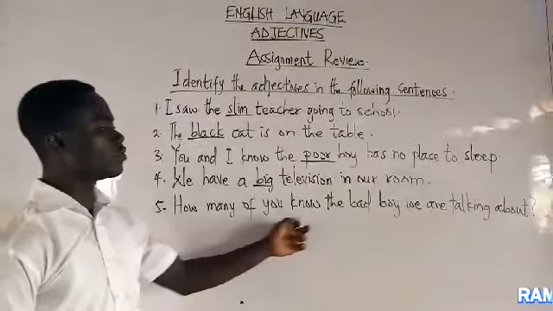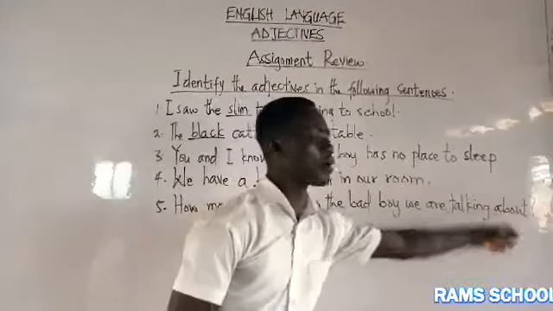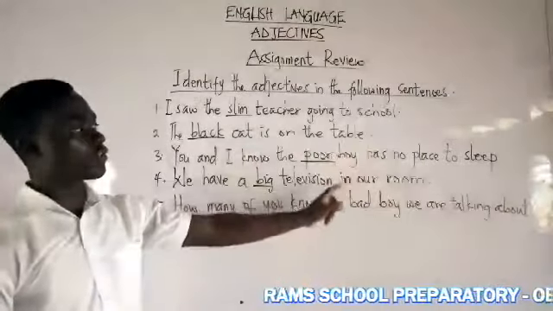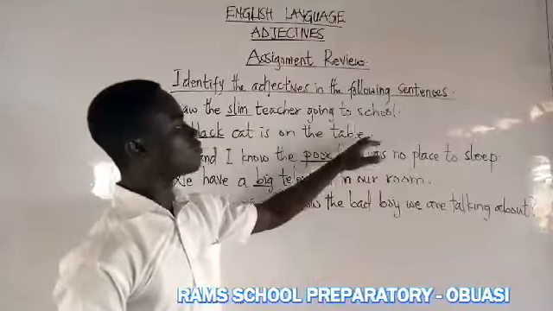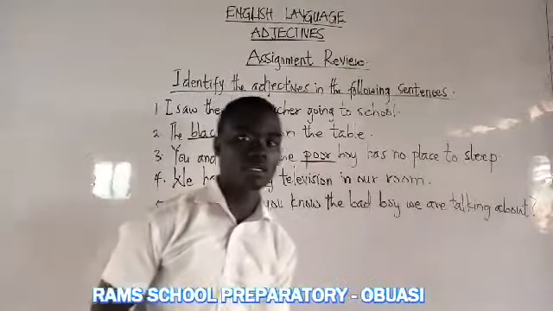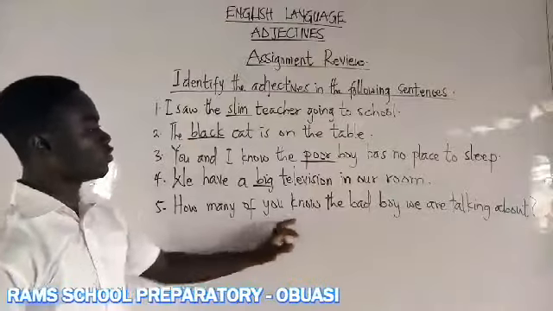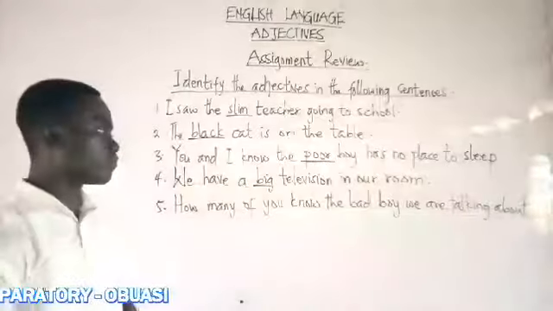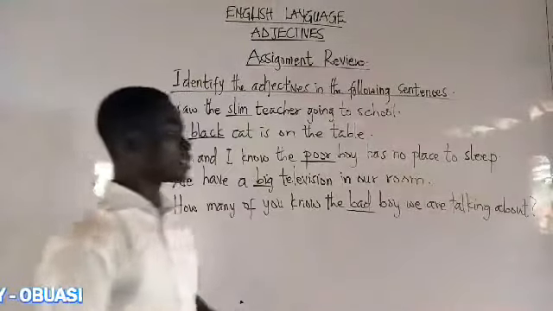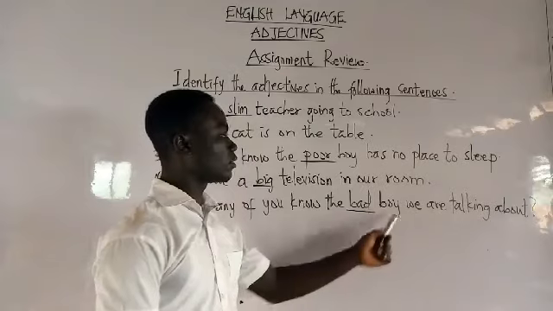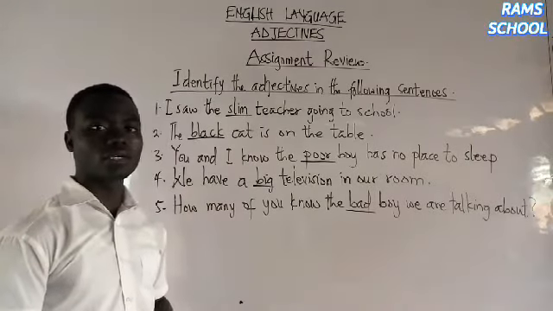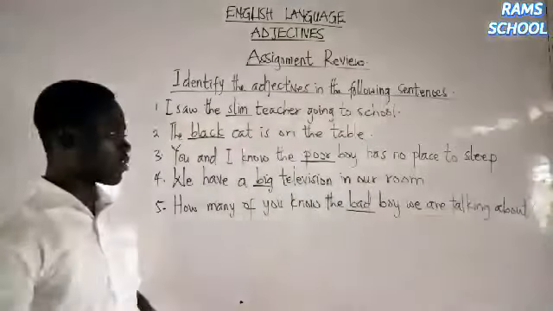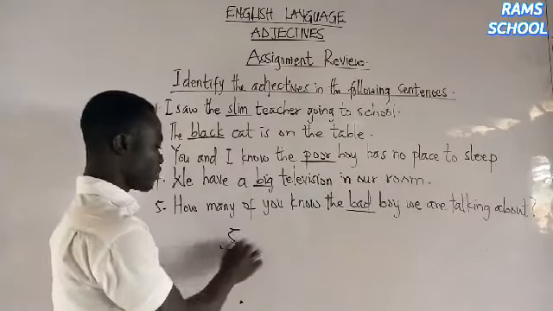Number 5. How many of you know the bad boy we are talking about? There's a question, so it ends in a question mark. Take note of your punctuation marks: full stops and a question mark. The adjective here is bad, describing the boy, being the noun. Are you okay? Good. So that's the assignment. If you get all correct, as I said, you have a mark of 5/5.